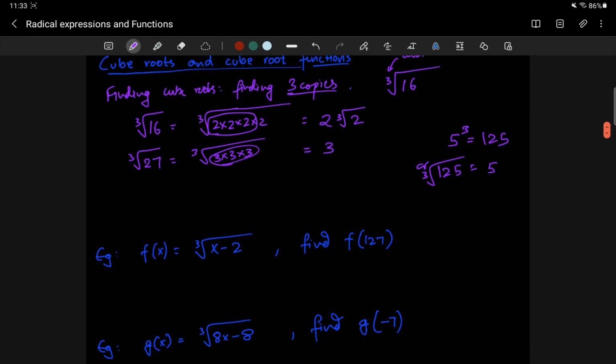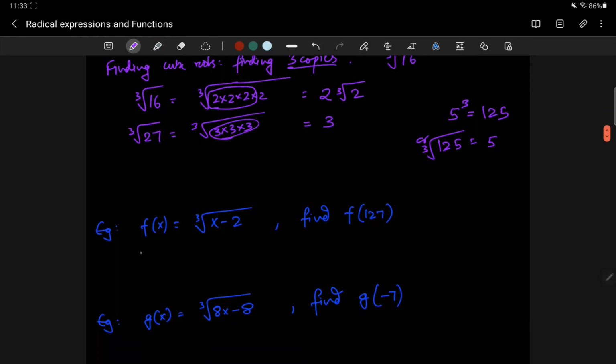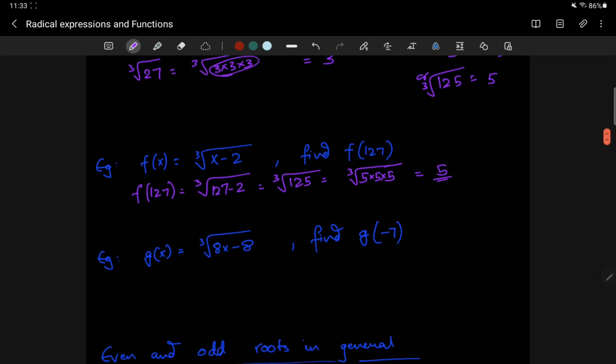Let's look at some similar examples here. You're given a function, you're asked to evaluate. So f of 127 becomes cube root of 127 minus 2, which is cube root of 125, which is cube root of 5 times 5 times 5. With 3 copies, this comes out to be 5. Similarly here, g of negative 7, cube root of 8 times negative 7 minus 8, cube root of negative 56 minus 8, cube root of negative 64.